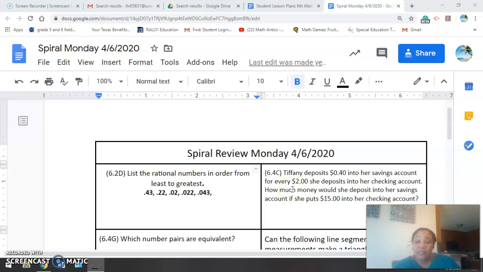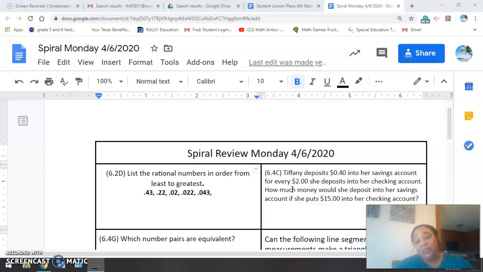Order those numbers. The next problem you have is Tiffany deposits 40 cents into her savings account for every $2 she deposits into her checking account. How much money would she deposit into her savings account if she puts $15 in her checking account?